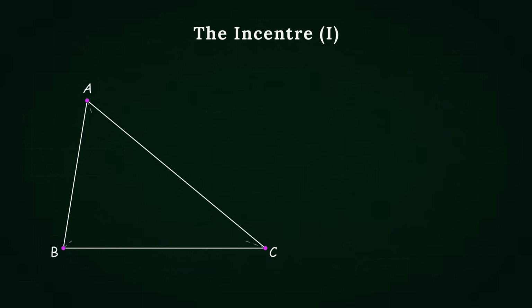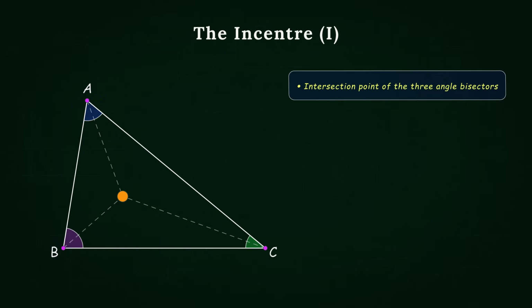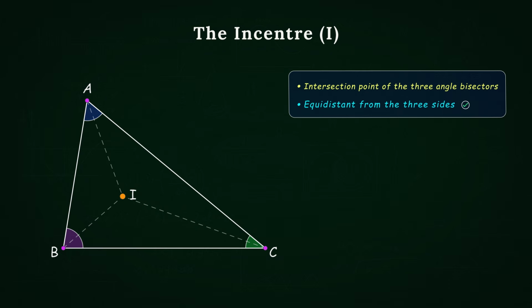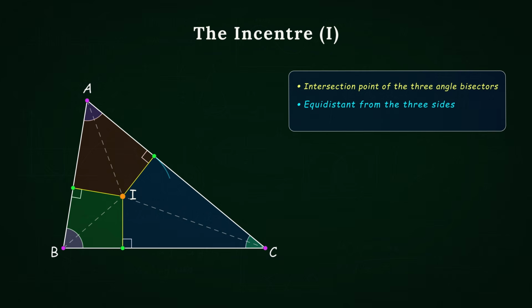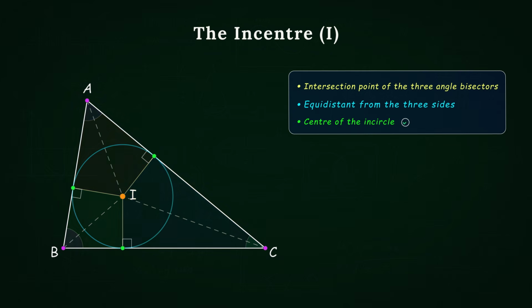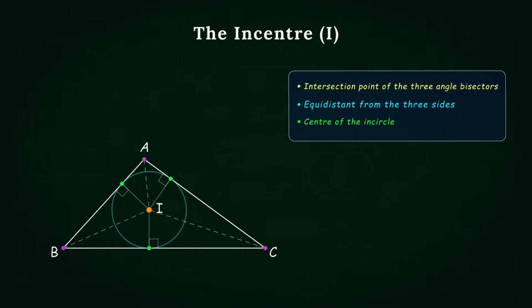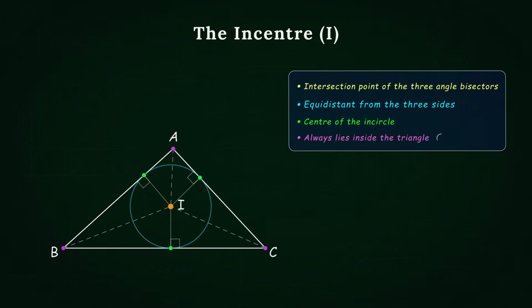The incentre is the intersection point of the 3 angle bisectors. One important property of the incentre is that it is equidistant from the 3 sides of the triangle. In other words, if we draw perpendiculars from the incentre to the 3 sides, their lengths are equal. That's because the incentre lies on the 3 angle bisectors, which gives us 3 pairs of congruent triangles, and corresponding sides are equal. So the incentre is the centre of the incircle. Regardless of the type of triangle, the incentre always lies inside the triangle.